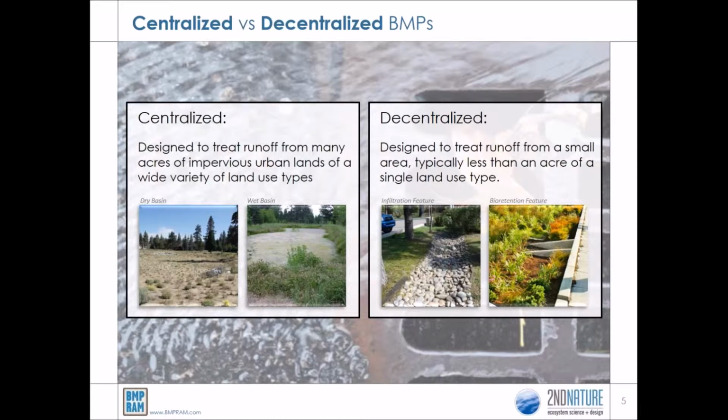The remainder of this video guides you, the BMP RAM user, on how to determine BMP type of centralized BMPs. Second Nature has an additional video which systematically defines how to determine your decentralized BMP type.